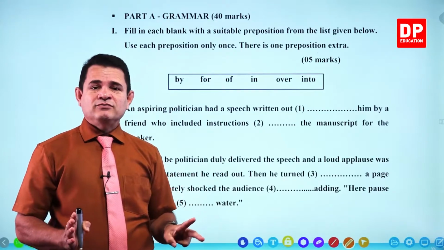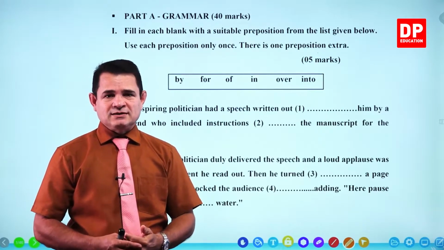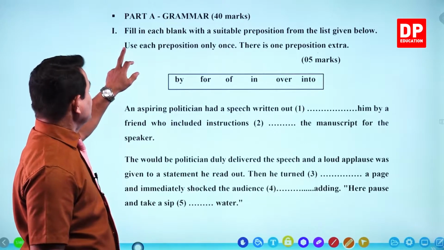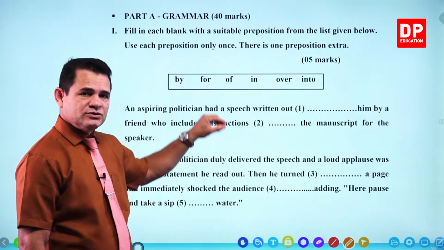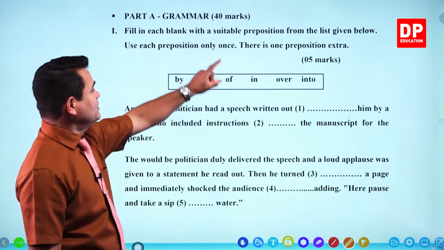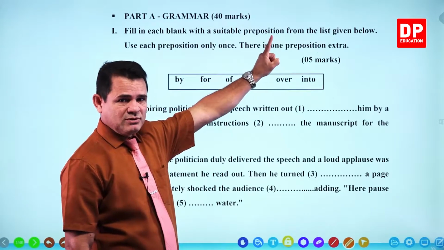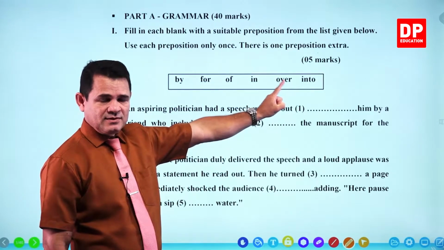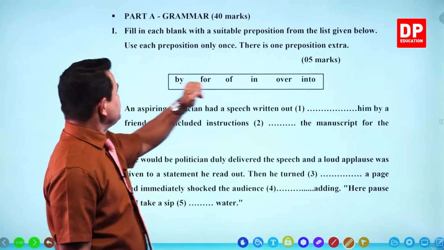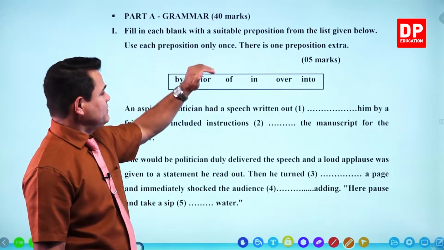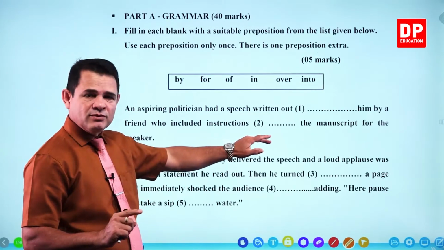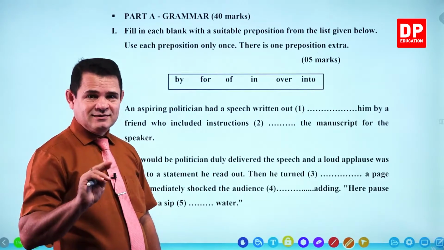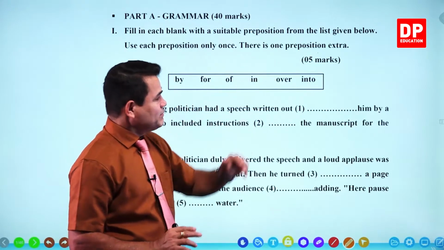Now let's see what kind of questions do we get for the grammar part. First one. Fill in each blank with a suitable preposition from the list given below. So the blanks are there, and you have to fill them with the suitable preposition. Use each preposition only once. You can't use it twice. Then there is one preposition extra.